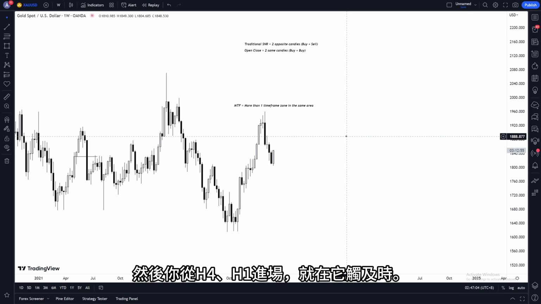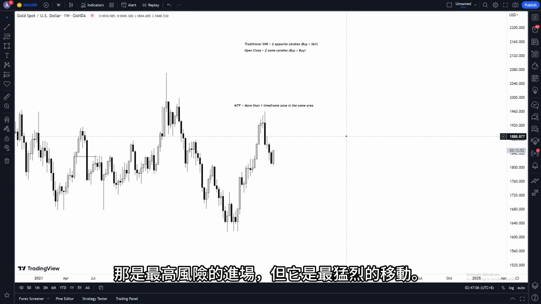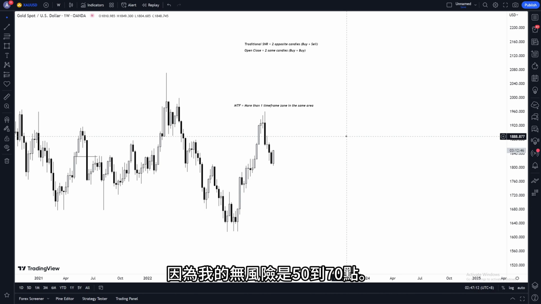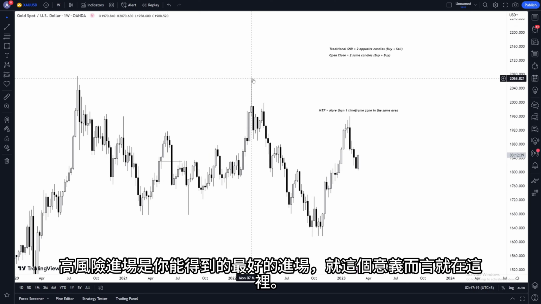That's the highest risk entry, but it's the most violent move, so it's very quick, so you get risk-free very quick, because I'm risk-free at 50 to 70 pips. And it's also the best entry you can get. High risk entries are the best entries you can get in the sense of, like, right here.